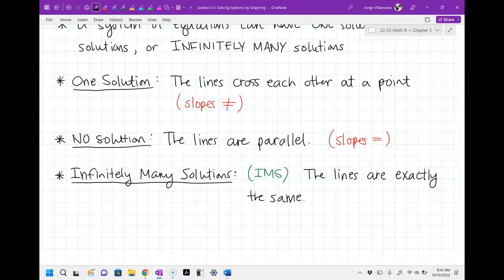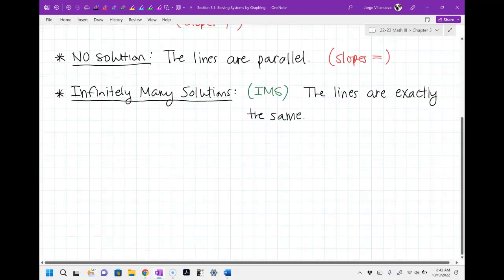They may not look like it, but once you start solving for y, you notice, wait a minute, this line and the other line have the exact same slope, the exact same y-intercept, everything's identical. That means that these two lines are the same. And if the two lines are the same, they have infinitely many solutions. Okay? Now, why is that the case? Well, let's think about it.